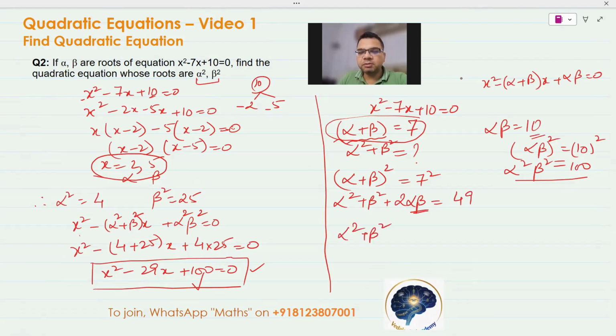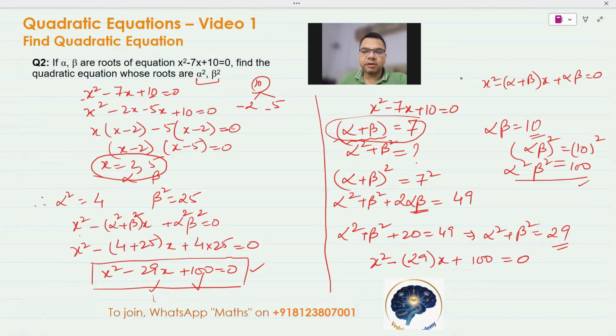Alpha square plus beta square plus 20 equals 49, and therefore alpha square plus beta square equals 29. Again, same thing you can see here, and if I put it in the equation, it becomes x square minus (alpha square plus beta square, which is 29) minus 29 into x plus alpha square beta square, which is 100, equals 0, and which is the same equation.